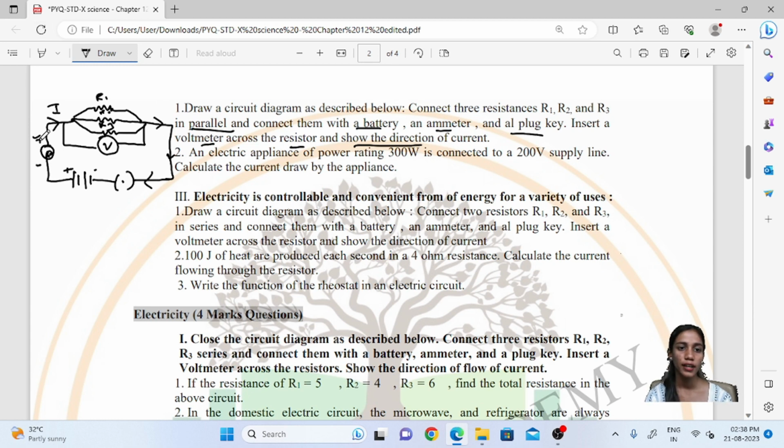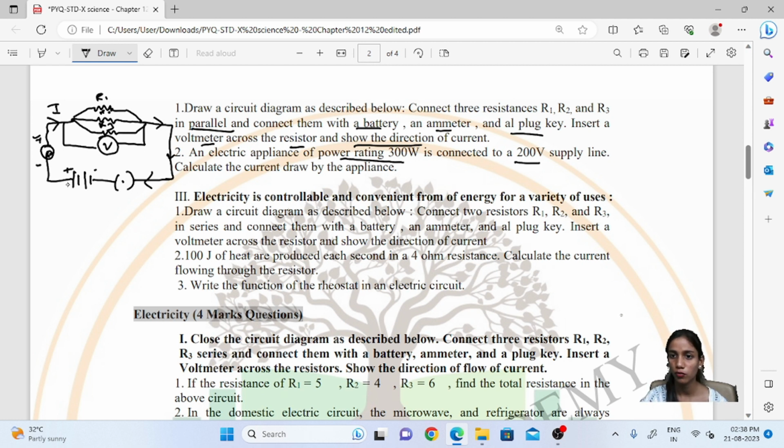Next question over there: An electrical appliance of power rating 300 watts is connected to a 200 watt supply line. Calculate the current drawn by the appliance. So this is a problem you need to solve. First of all, we have to write what is given in the question. What is given over here? Power rating. So P is given, right?